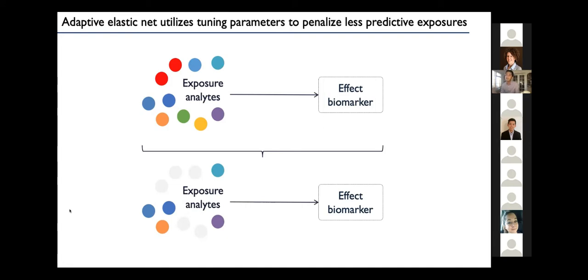And the major advantage of this approach is that adaptive elastic net performs very well in the presence of multicollinearity, and in particular with highly correlated exposures, this can be a very pervasive problem, especially when you're looking at multiple chemical classes.